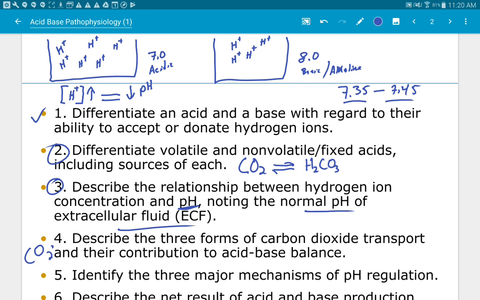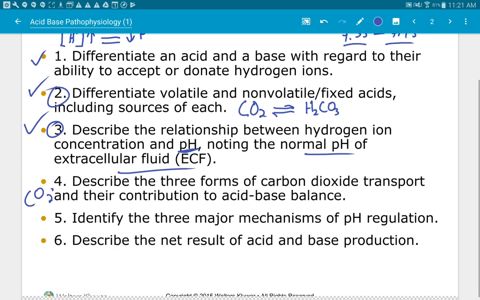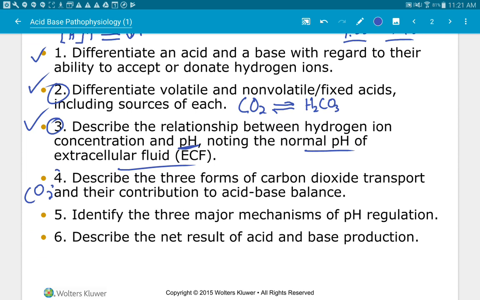So we've done number 1. We've done number 2, differentiate volatile and non-volatile acids, including the sources. Describe the relationship between hydrogen ion concentration and pH, and normal pH. Okay, so I was going to come back and talk about CO2 some more, and that's point number 4 here. We're asked to describe 3 forms of carbon dioxide transport and their contribution to acid-base balance.